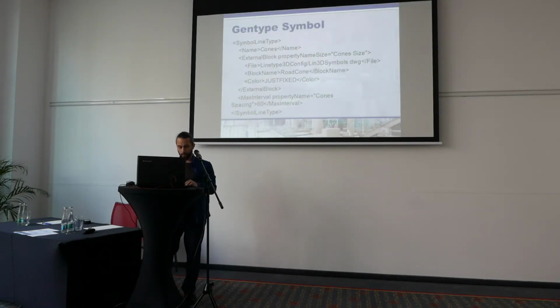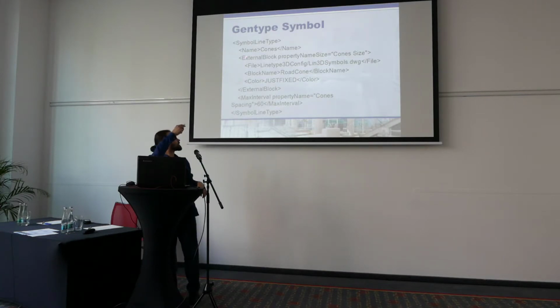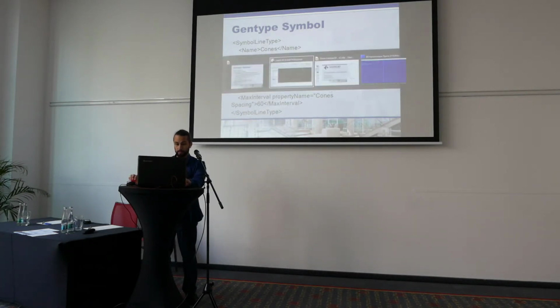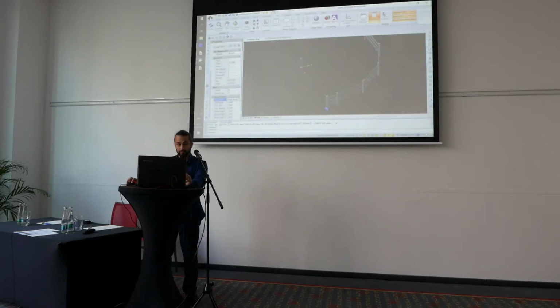Jentype symbol. Often it's necessary to simply stamp many symbols along the baseline. This primitive behavior is described by the Jentype. Let's take road cones as an example. Using the max interval variable, we can set the spacing between the cone symbols. We can also fix the color. And I'll show you directly.